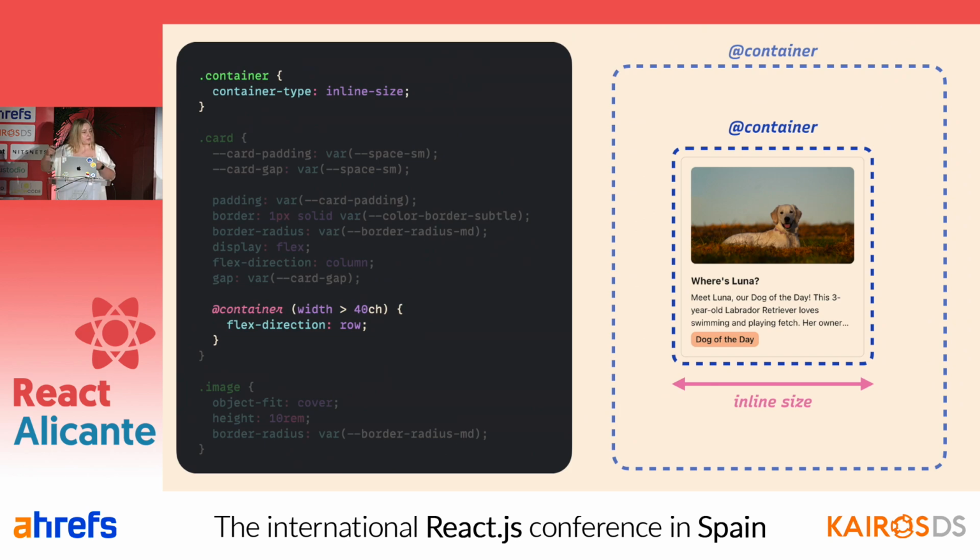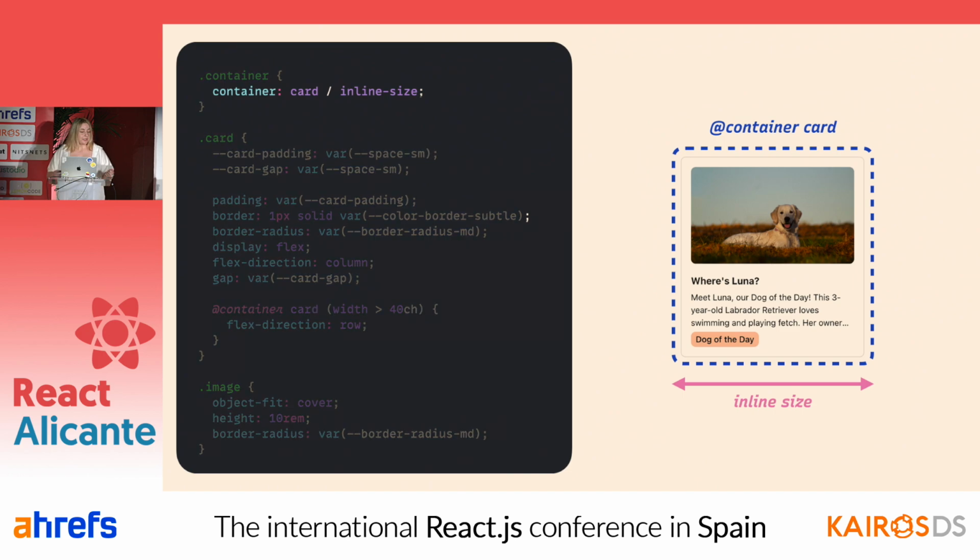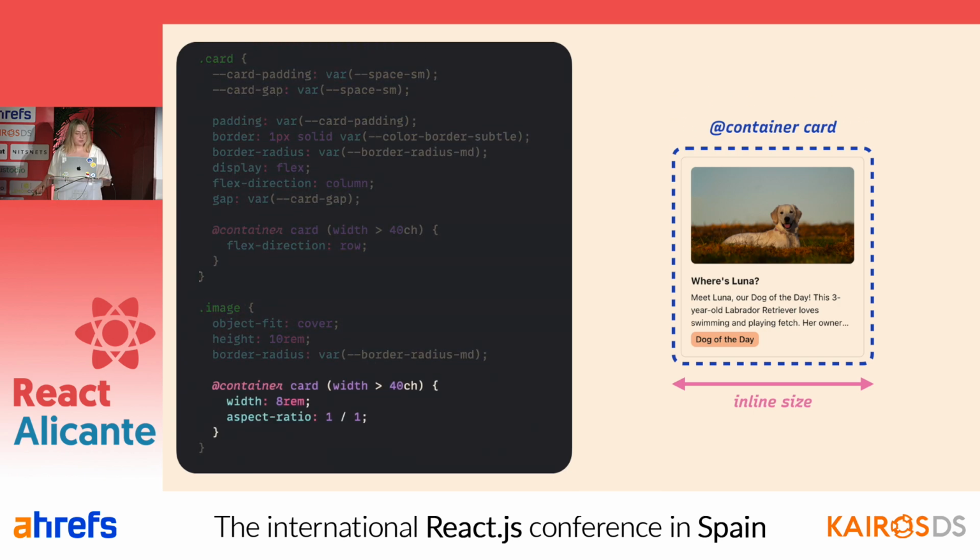By default, the closest container is targeted, but we can name them to make them easier to work with. We can add a container-name, and then we can specify this name when adding a container query. This way we can also target containers that are further up in the tree. There's also a shortcut syntax where we can define the name and the type of the container together.